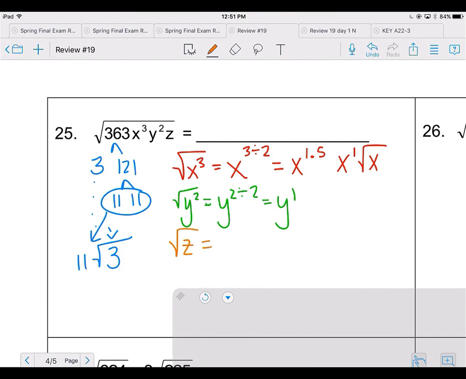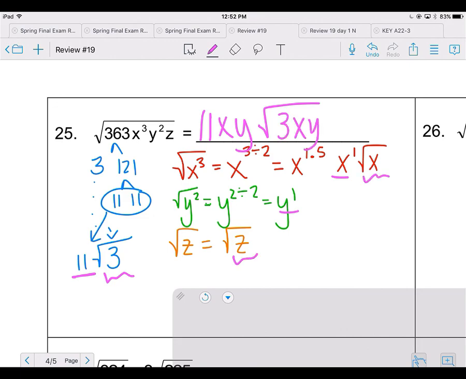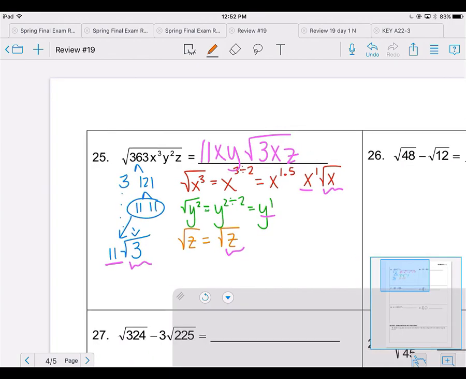The square root of z will stay the square root of z because we only have 1 divided by 2 and we don't have enough to make a pair. So I put my answer back together. I have 11 outside of the square root for my numbers, x outside for my x, y, and nothing for z. Under the square root, I have 3, an x, and a z. That's a y. And a z. So for these, it's easiest if you break it up into numbers and each letter separately and then put it back together at the end.